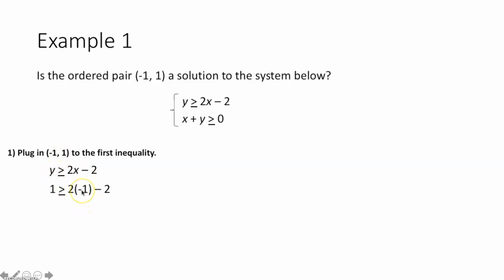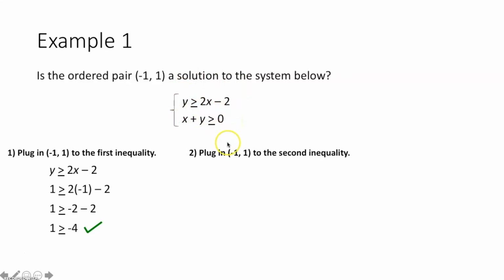What's 2 times -1? That's -2, and -2 minus 2 gives you -4. Once you get both sides simplified, you then ask yourself, is this remaining inequality true? Is 1 greater than or equal to -4? Yes, it is. Therefore, -1, 1 is a solution to the first inequality. But is it a solution to the system? It has to be a solution to the second inequality as well.